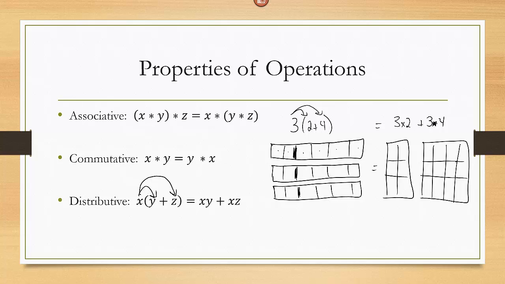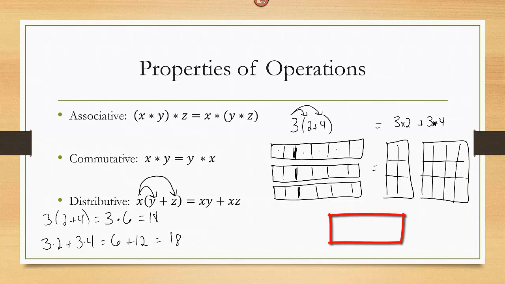Let's do this algebraically. So let's say we have 3 times 2 plus 4. Let's add our 2 plus 4 first. So that's going to equal 3 times 6. That equals 18. Now let's distribute our 3. So we'll have 3 times 2 plus 3 times 4. That equals 6 plus 12. And again, that equals 18. So they equal the same thing.